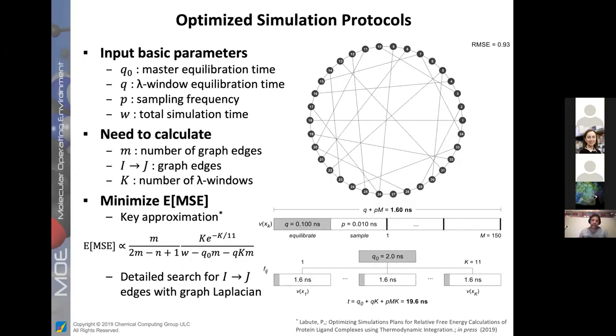So basically, adding an edge is always advantageous. But if there's no simulation time left to add a new edge, we then use the remaining simulation time to try to add a new lambda window.